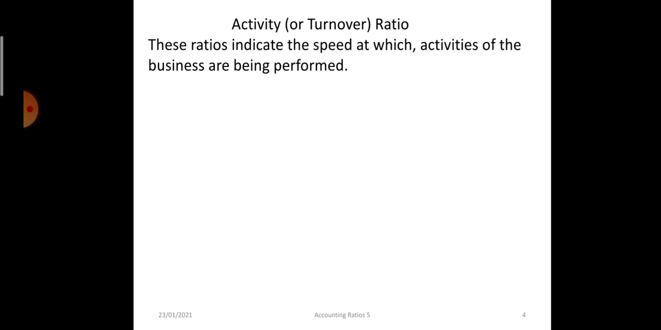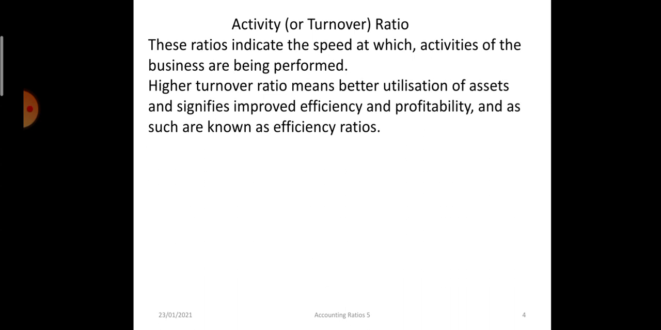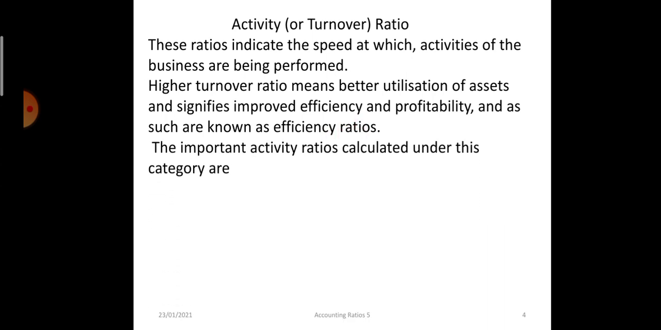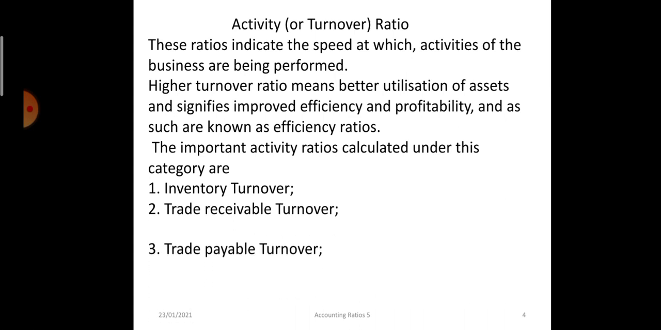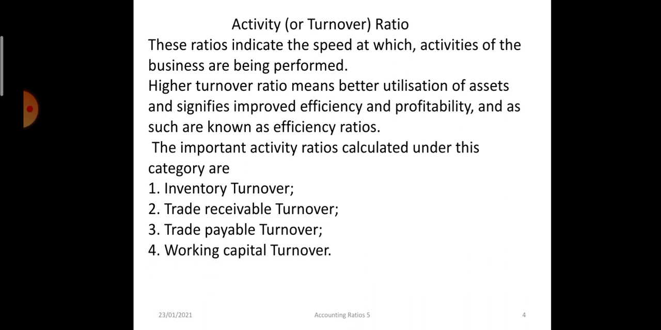Activity ratio reflects the efficiency of the business, effectiveness of the business. Higher the turnover ratio, more efficient the business is. Higher turnover ratio means better utilization of assets, signifies improved efficiency and profitability. Now the important activity ratios calculated under this category are inventory turnover ratio, trade receivable turnover ratio, trade payable turnover ratio, and working capital turnover ratio.